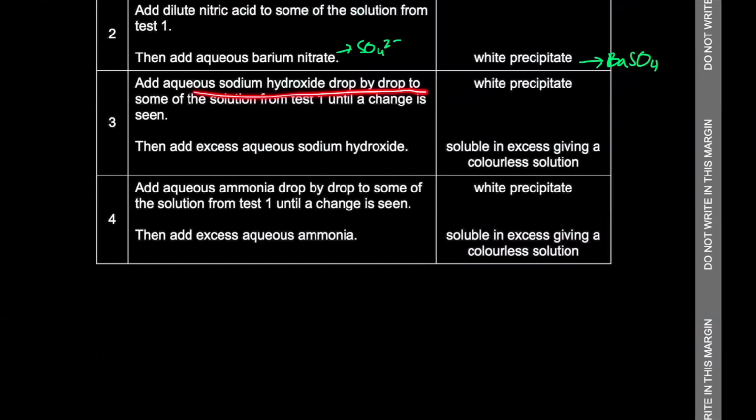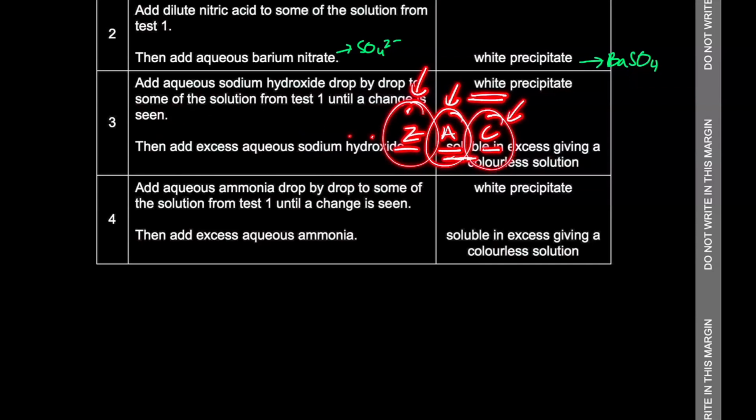Add aqueous sodium hydroxide drop by drop to some of the solution from test 1 until a change is seen. Then add excess aqueous sodium hydroxide. So you see a white precipitate that's soluble in excess. The white ions, if you remember, are ZAC: zinc, aluminum, calcium. Zinc is soluble in both excess hydroxide and excess ammonia. Aluminum is soluble in hydroxide but not in ammonia. Calcium is not soluble. This is soluble in hydroxide, so it must be zinc or aluminum.